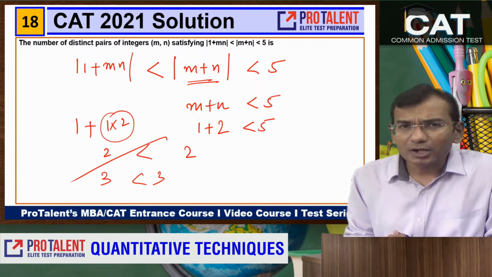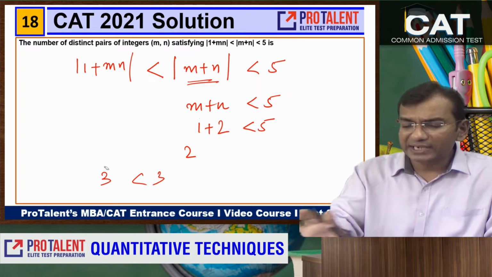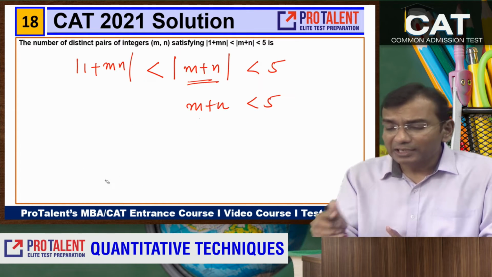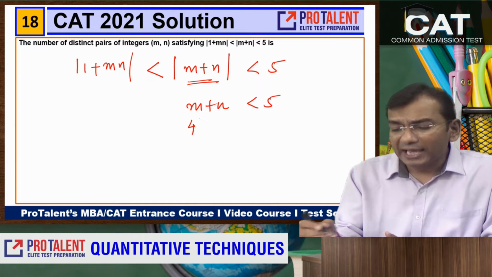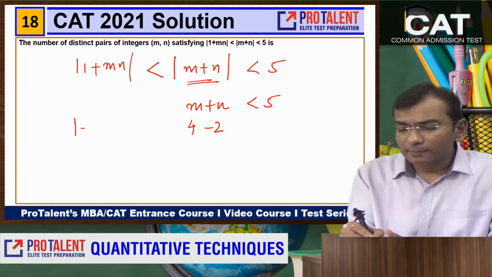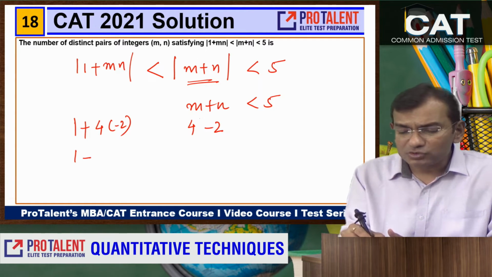Okay, let me take one positive, one negative. I'm taking one positive, one negative. Okay, so that is a possibility. Let me take m equal to 4 and n equal to minus 2. So this is 1 plus 4 into minus 2. So this is 1 minus 8.